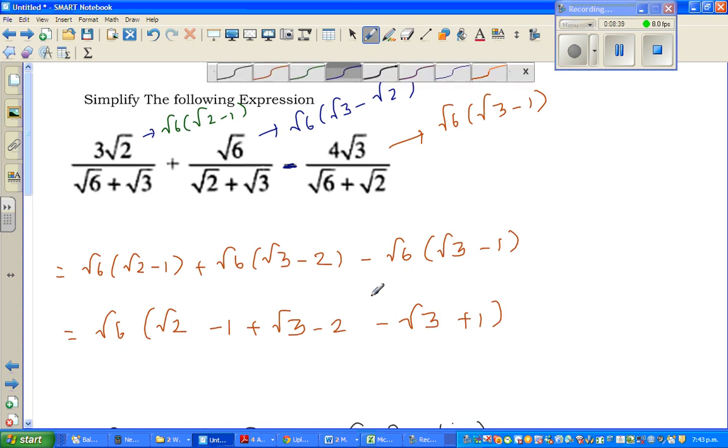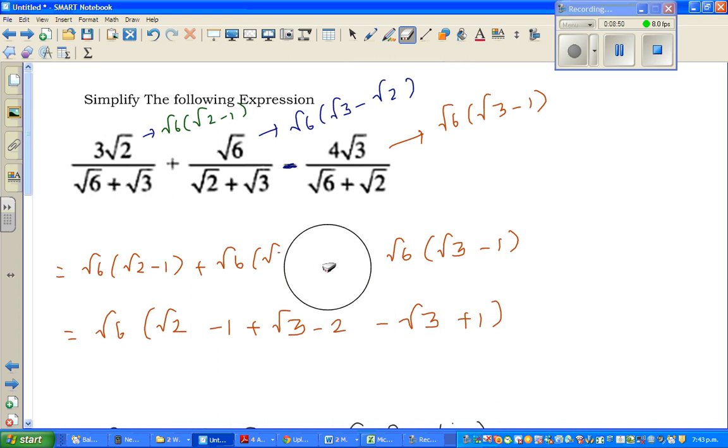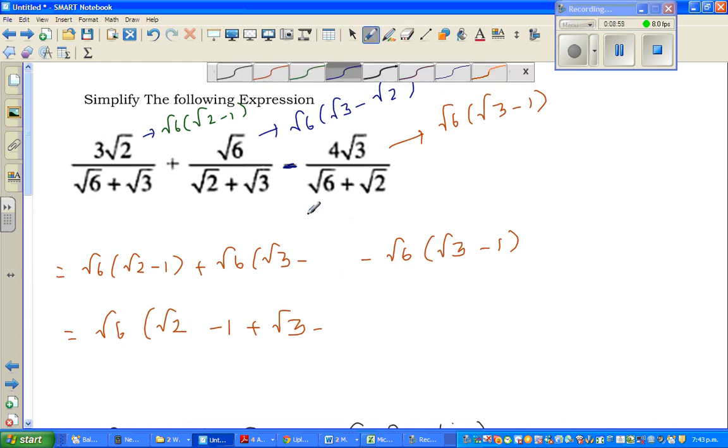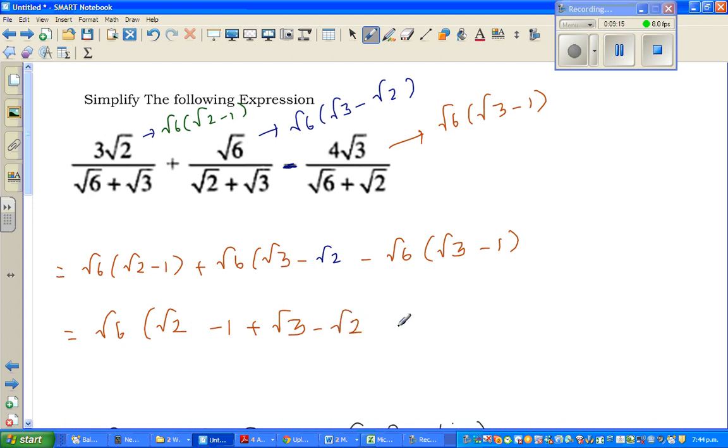So what gets cancelled? So root 3 minus root 2. Oops, I made a mistake here, because this is root 3 minus root 2. I will use a smaller eraser. Okay, so this was root 6 times root 3 minus root 2. Let me bring back my brown color. So if you're factoring out a root 6, it is root 2 minus 1 plus root 3 minus root 2. That's fine. Minus root 3 plus 1.